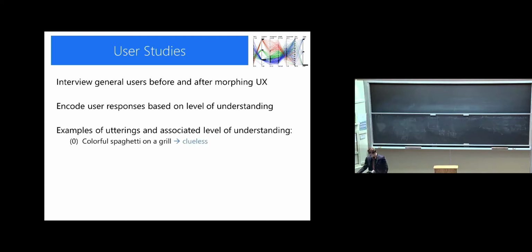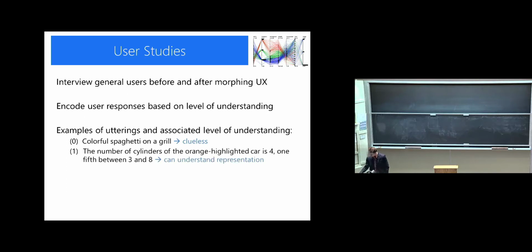Okay, so here are some utterances associated with levels of understanding. Someone said, well, this parallel coordinate display, what is it? I don't know what it is. This looks kind of like colorful spaghetti in a grill. Obviously, this person was completely clueless, right? I don't know if it was a he or she.